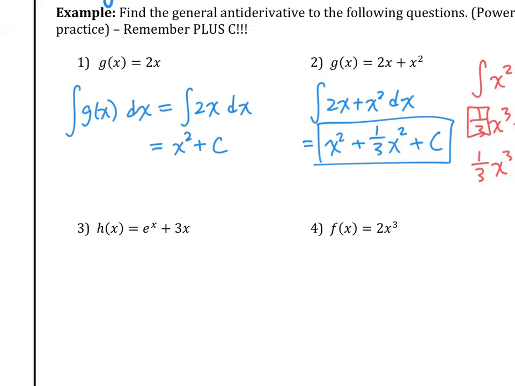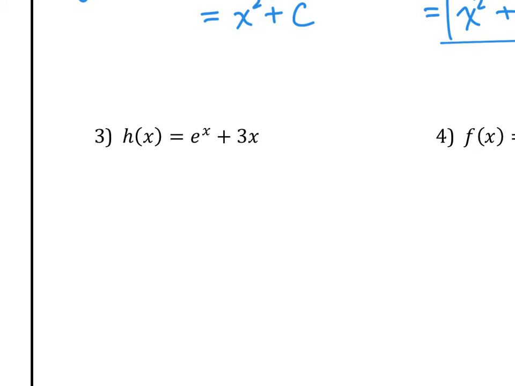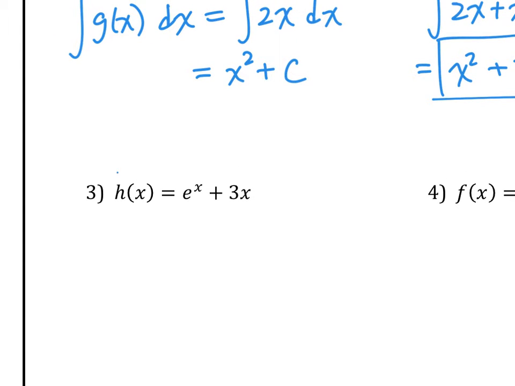All right, let's try another one. So I am going to take the integral of that with respect to x. So integral of something plus something, kind of like what I showed you before. You just take the integral of each one. Okay, integral of e to the x. Remember, the derivative of e to the x is just e to the x. Therefore, this is just e to the x.